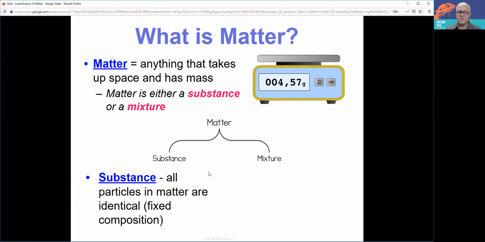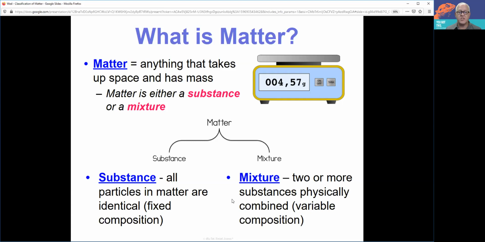And so a substance is all the particles in matter that are identical in a fixed composition, but a mixture is two or more substances that are physically combined, and they'll have a variable combination or composition.